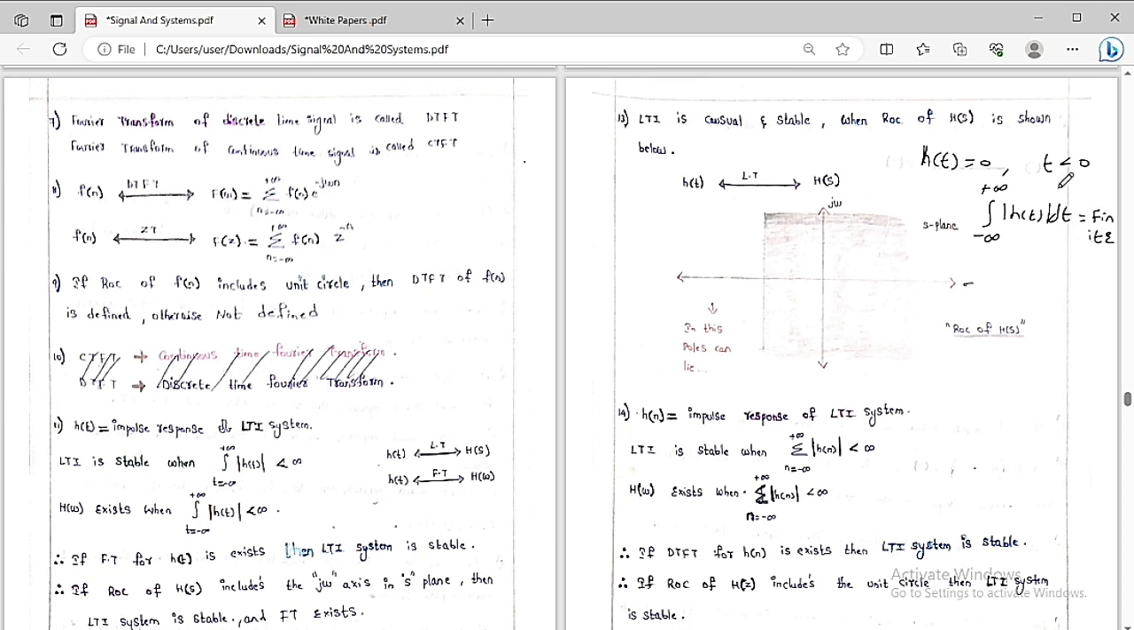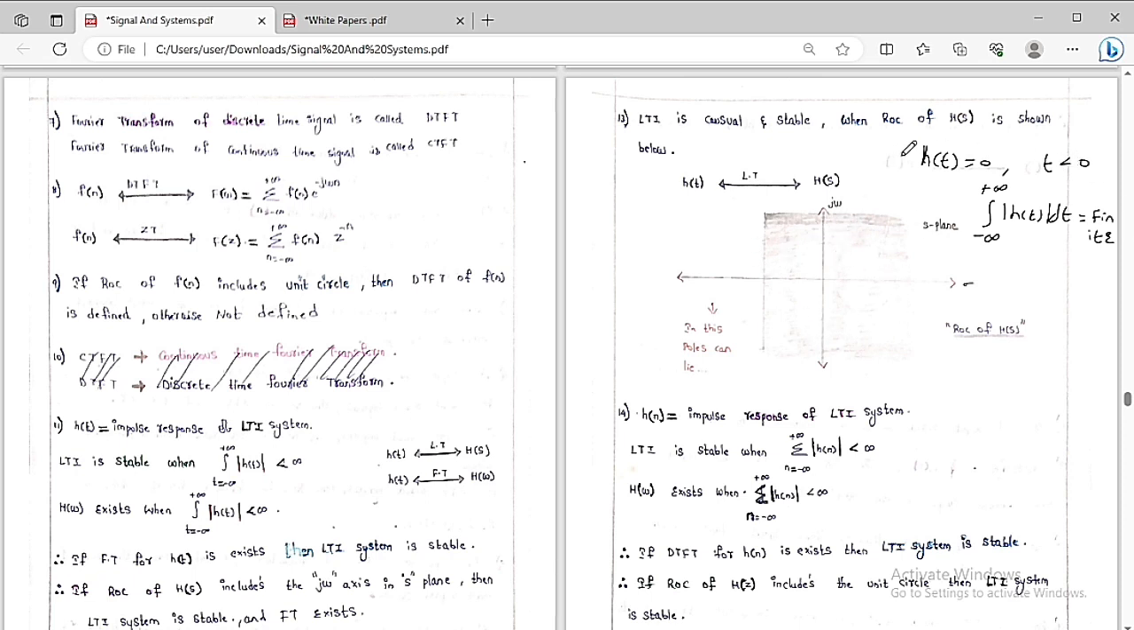Then I've already told you here the signal is a right sided signal, so the ROC should be right sided. So this is right sided. Now here it is absolutely stable. Absolutely stable means, as I've already told you, if it is stable then the Fourier transform should also exist. Therefore the ROC should contain the imaginary axis. Then only we can say that it is going to happen like this.